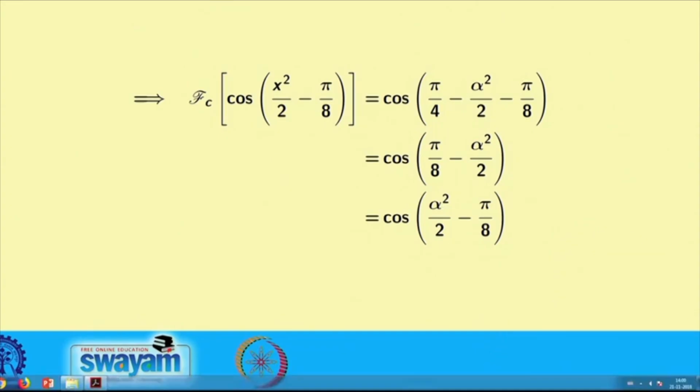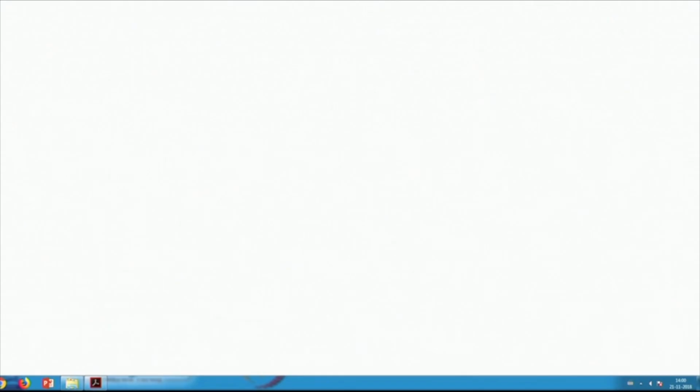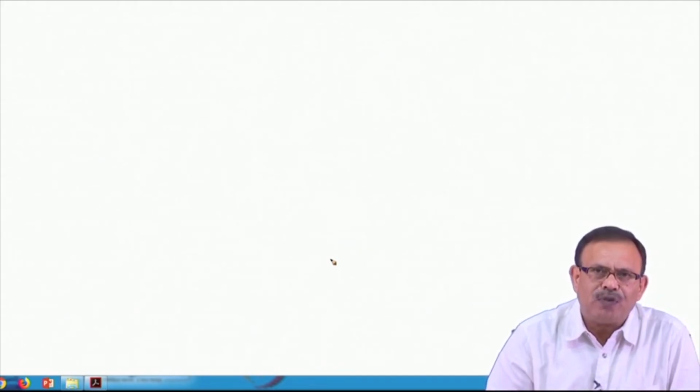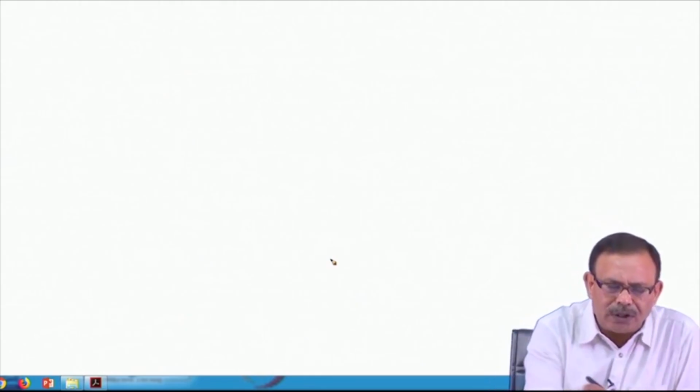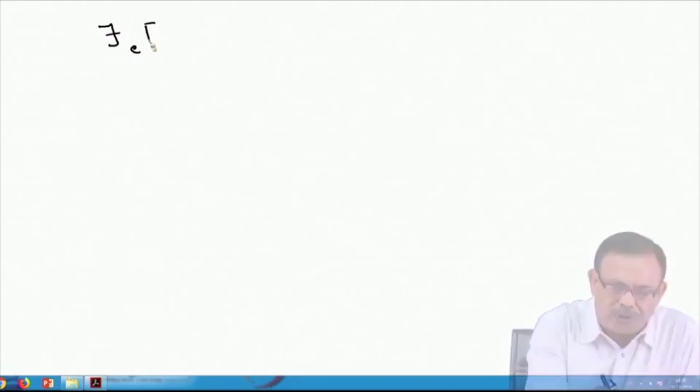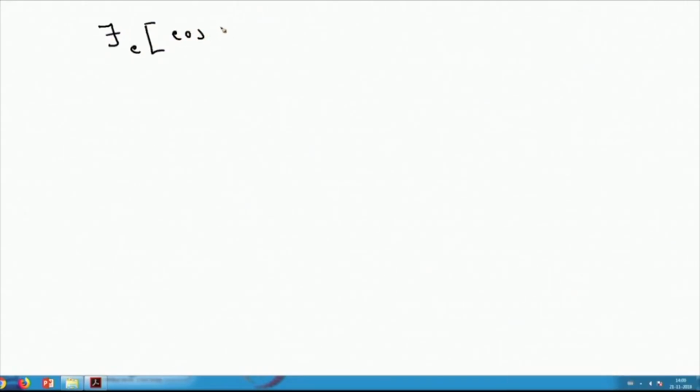Now, let us solve this same problem using some other approach, so that you can understand that one problem can be solved in various ways, and what the advantage is of using the properties of the transform to find the Fourier series of some function. So, the same problem we are solving now in the other approach. Your problem is to find the Fourier cosine transform of cos of x square by 2 minus pi by 8. As I told you, directly we can evaluate it using the fundamental definition of the Fourier cosine transform.